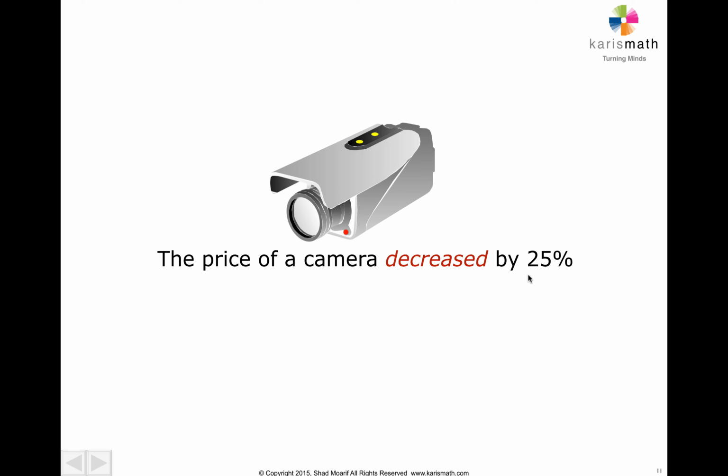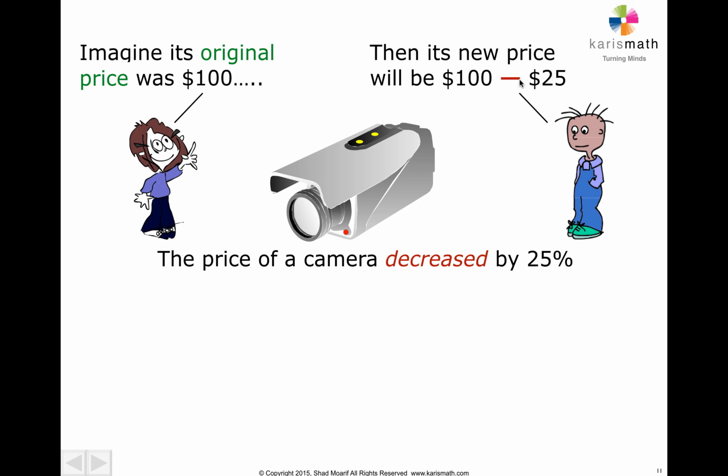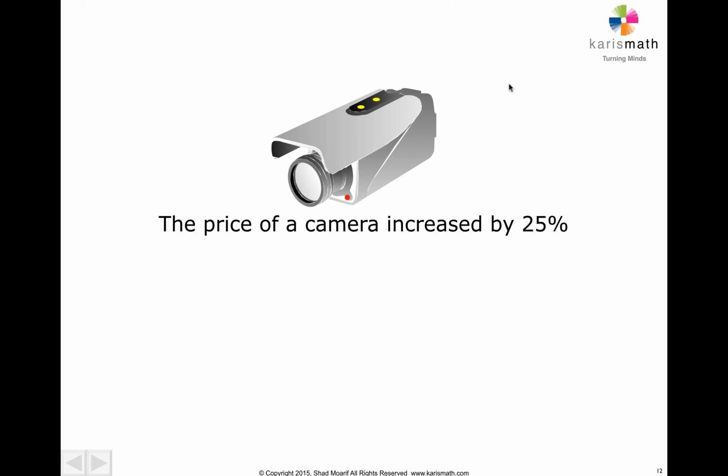Same thing for decrease. If the price of the camera decreased by 25%, imagine the original price was $100, then the new price would be 100 minus $25. Take away $25, decrease it by $25, and you get $75. It's as simple as that. Nothing complicated. If it decreased by 15%, then instead of costing $100, it'll now cost $85. If it decreased by 40%, instead of costing $100, it'll now cost $60. There you go. Very simple.